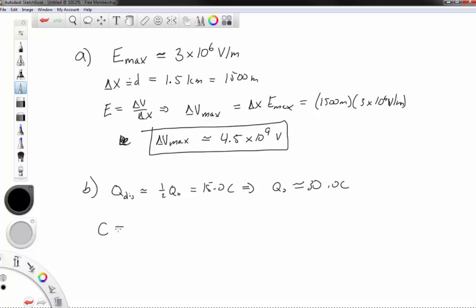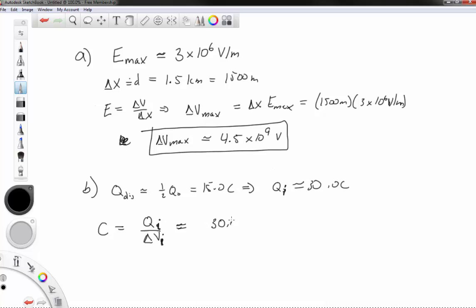Remember that the capacitance is basically going to be Q over delta V. So we'll call that Q naught over delta V naught, where these V naughts and Q naughts maybe are more appropriately labeled with an I than a naught, since a naught is already being used to label what happens when there's no dielectric. So this right here is equivalent to the delta V max that we had above.